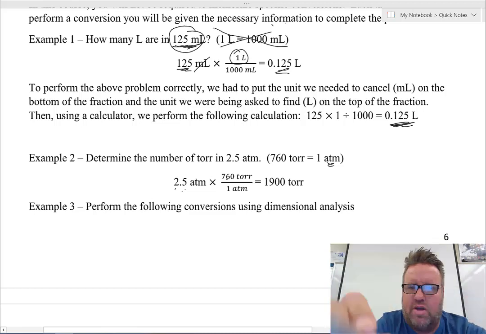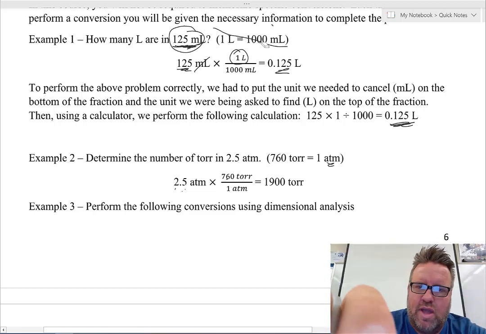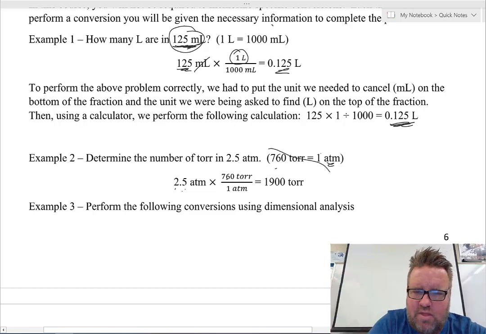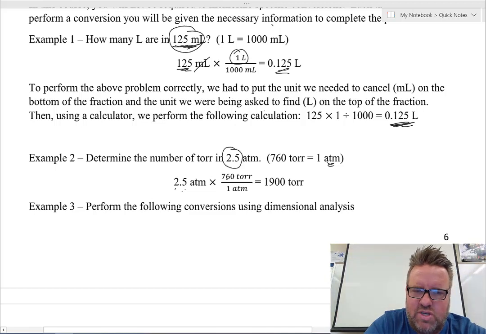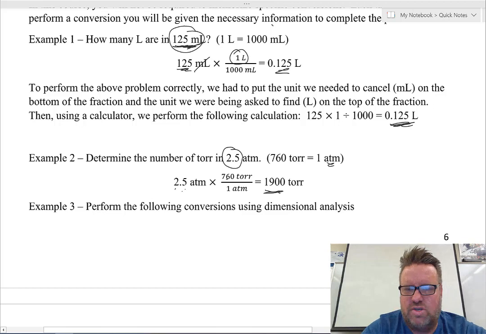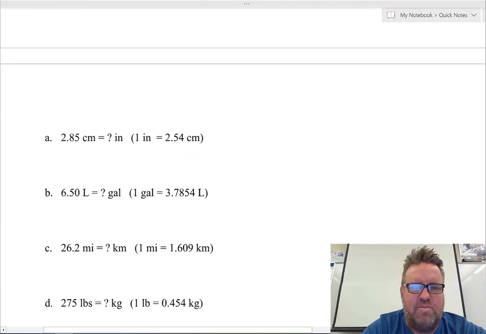You don't look at the conversions. Don't look at this for significant figures. You simply look at, oh, this has 2 digits, and it's just multiplication and division. My answer has 2 digits. Okay, let's look at a couple more examples here.